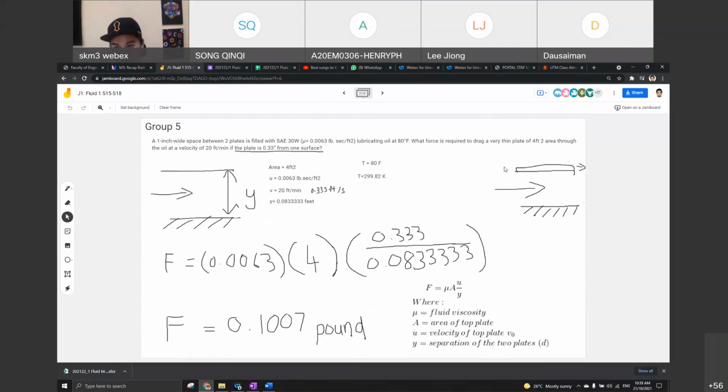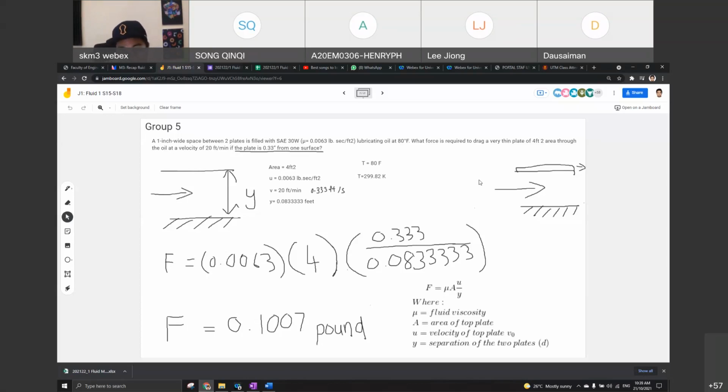So how I calculate this is by using the formula of F equal to viscosity times area times velocity of the top pad, divided by the separation of the two pads. Because in the question, it says the space between the two pads is 1 inch wide. And between the space, it is the lubricant oil. The viscosity is given at T Fahrenheit.